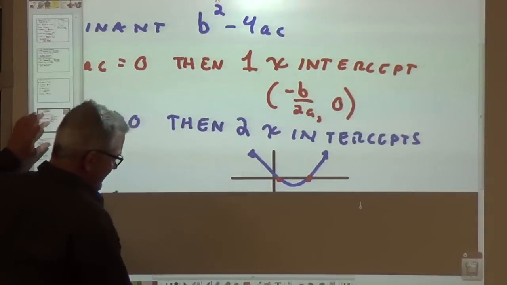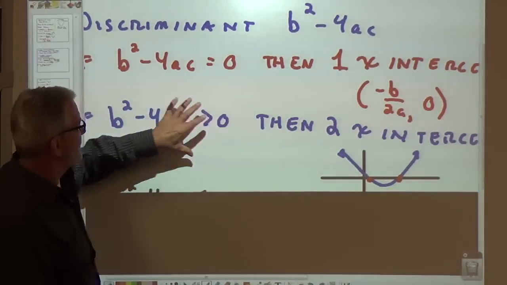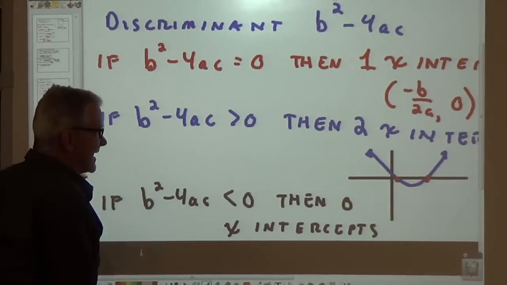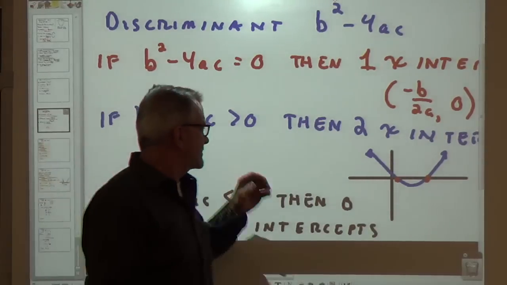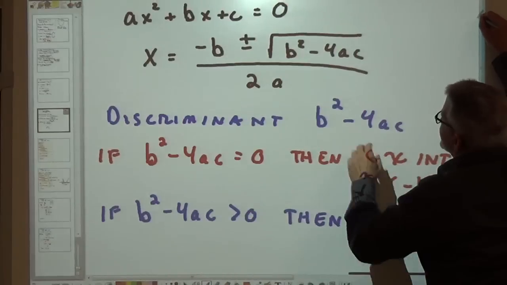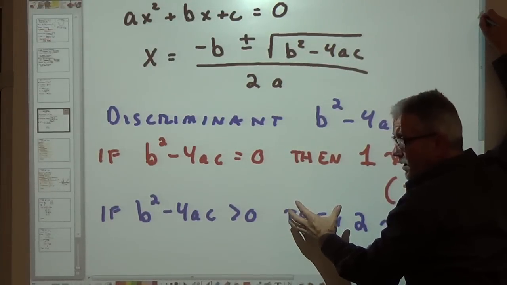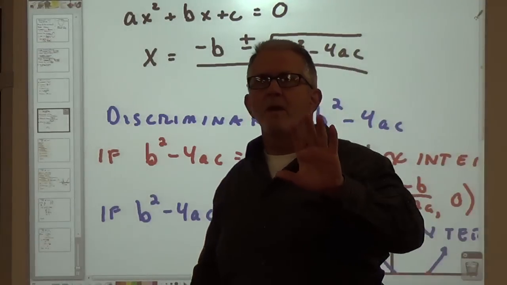Hey, what's the third case? I had two cases so far: if the discriminant was equal to 0, and if the discriminant was greater than 0. Here's the third case. If the discriminant is less than 0, that means I'm trying to square root a negative number, and we are doing functions of real numbers.